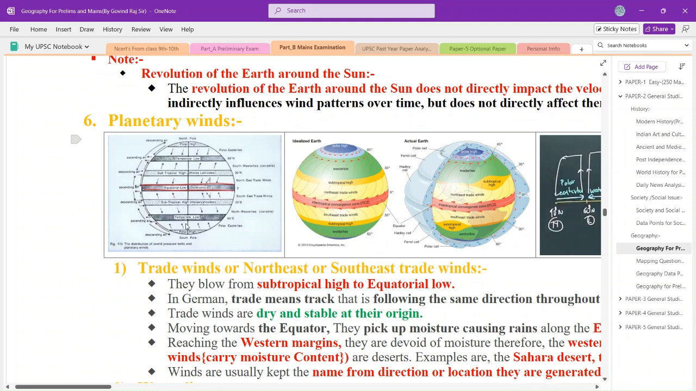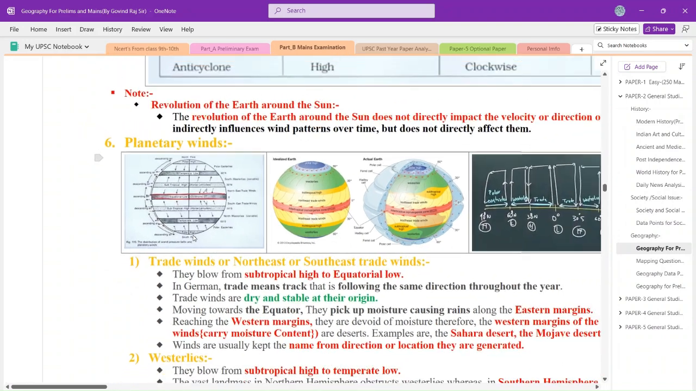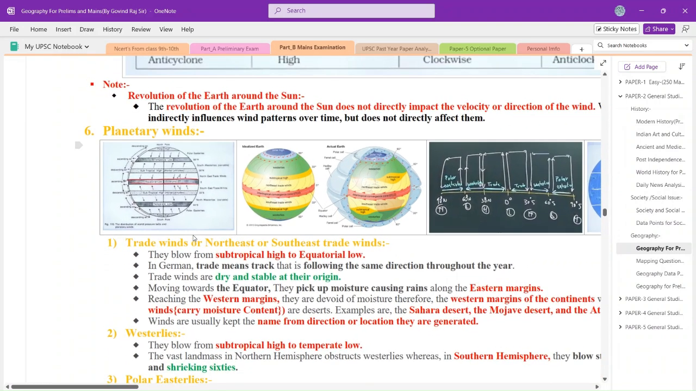Similarly, in the southern hemisphere, we have the subtropical high, which is called the horse latitudes. At the 60 degree, we have the temperate low, and we have the polar high at the 90 degree. What do we mean by trade winds?